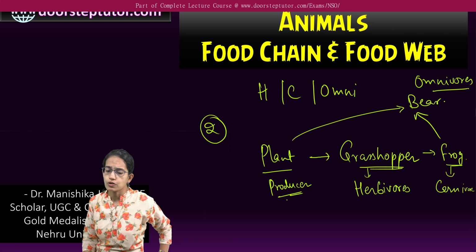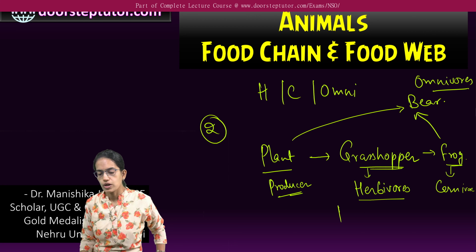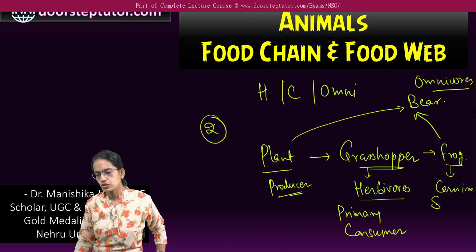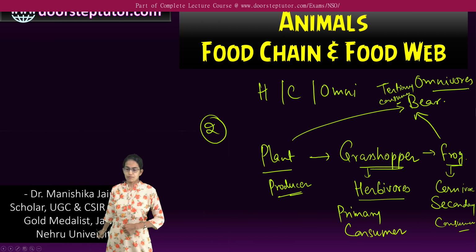Now, plants are called as the producers. Grasshoppers or herbivores are called as primary consumers because they are the first level consumer. Frog is called as a secondary consumer. And bear is called as a tertiary consumer. Clear? So, that's another important thing.